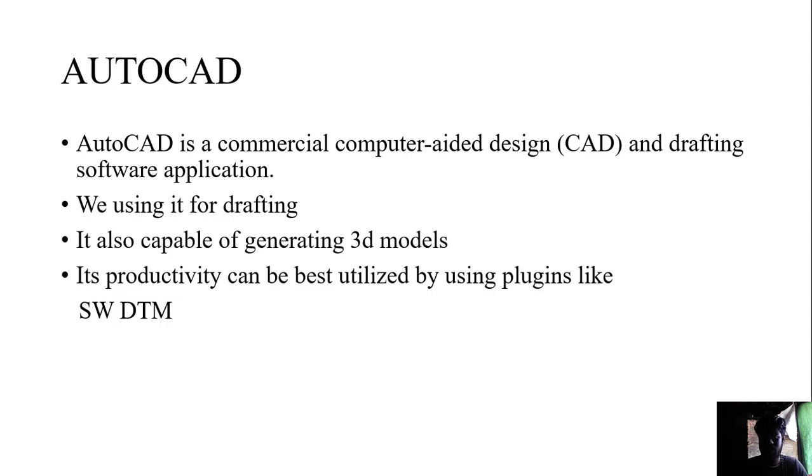AutoCAD is a commercial computer-aided design and drafting software application. We use it for drafting, creating plans, sections, or 2D drawings. It is also capable of generating 3D, but most probably it's used in the 2D workspace. Its productivity can be best utilized by using plugins like SWDTM. Apart from creating plans or sections, we can use it for multiple purposes, but for that we have to install some plugins to extend its productivity.